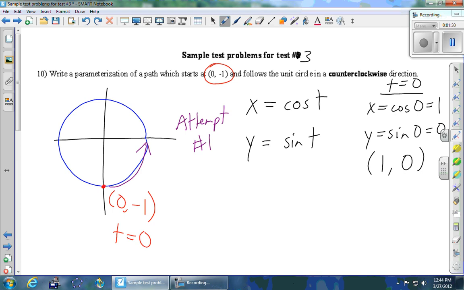In fact, it looks like we've got maybe some swapping happening here. We were supposed to start at 0 and -1, and if we kind of swap these two guys here, then at least we'd start at 0 and 1, which would be closer. So let's call that attempt number 2.